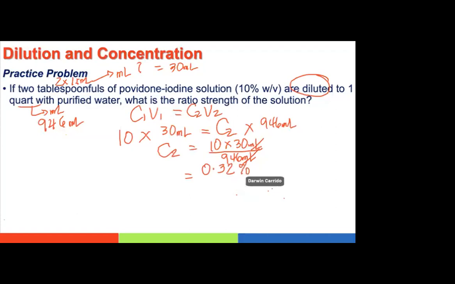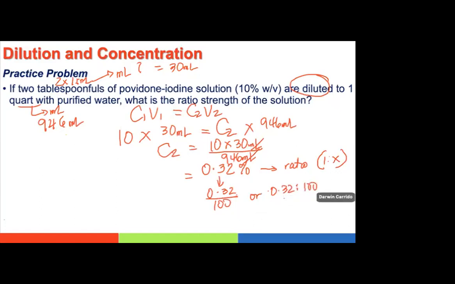What's the unit? Percent. Is that what is being asked? No, it is the ratio strength. What is our template? 1:X. We know that 0.32% is also equal to 0.32 over 100, or 0.32 is to 100. To get the template 1:X, divide both sides by 0.32. What is the final answer in ratio strength? 1:312.